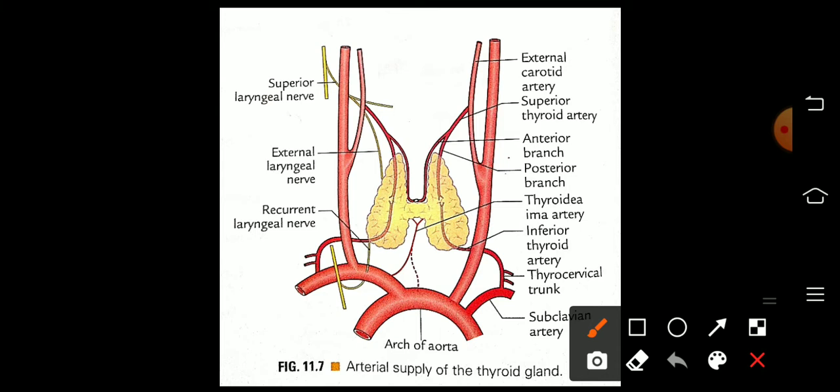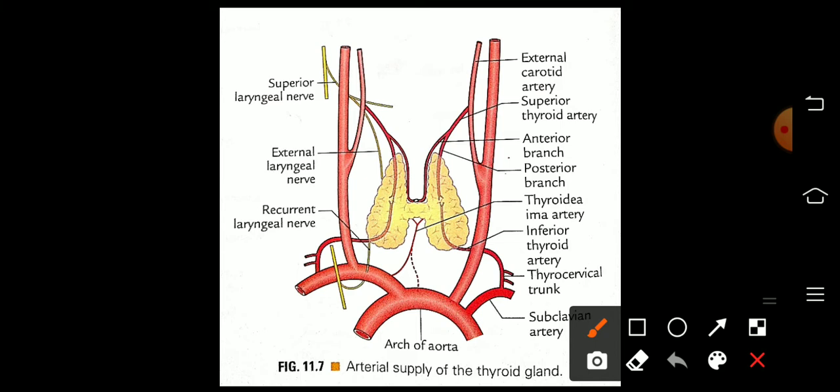When you see the superior thyroid artery, you can see from the label itself where it is. So, this is the superior thyroid artery. It is usually arising from the external carotid artery, not external jugular vein, external carotid artery, which is a branch from the common carotid artery. The common carotid artery is again a branch from the arch of the aorta. As you can see very clearly.